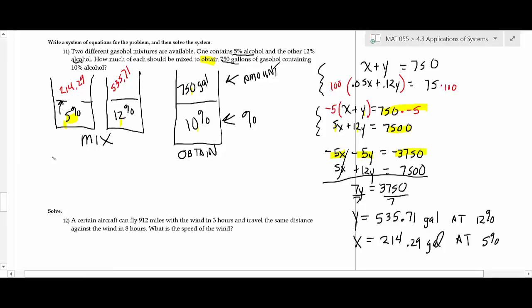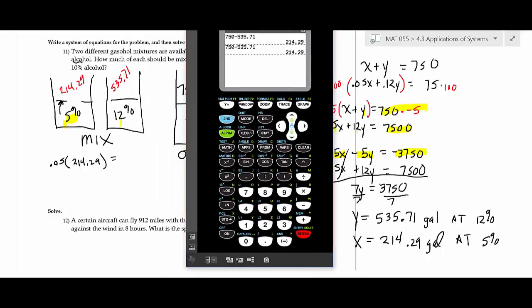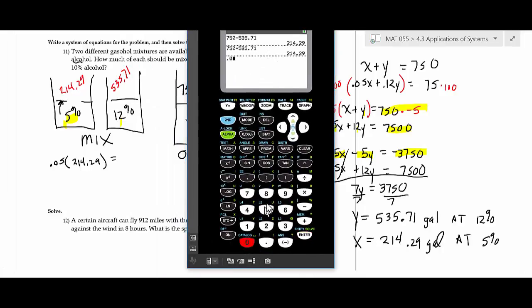This is all you've got to do to check. Do this percentage: 0.05 times 214.29, and we'll do these on the calculator as we get them. If I do 5% of this first answer, I'll record what I get. I'll just keep all the decimals on here, 0.7145. That's how much active ingredient is in that mixture.